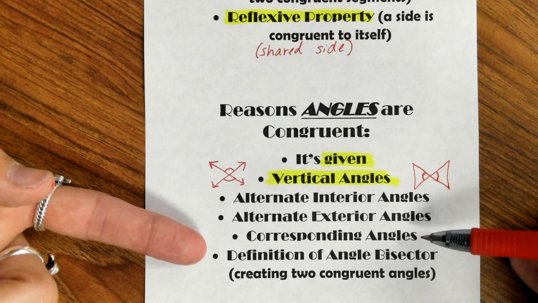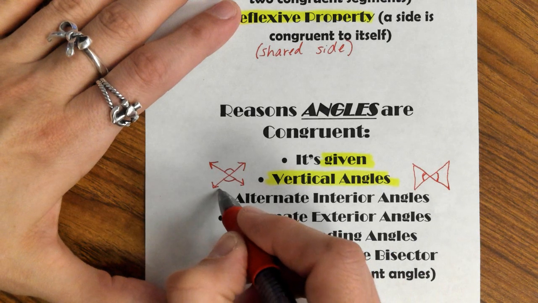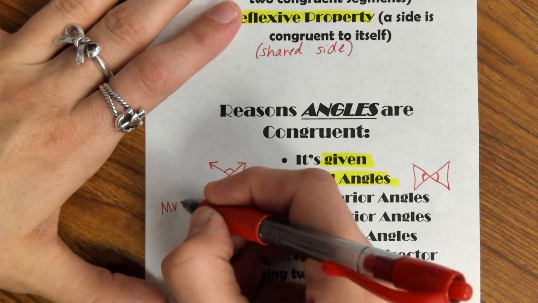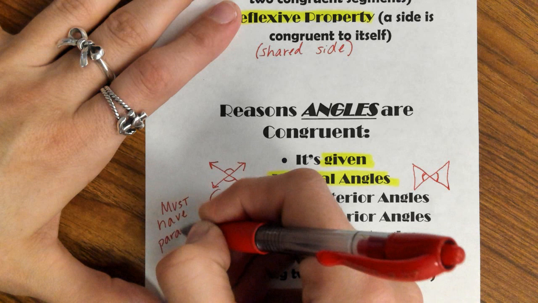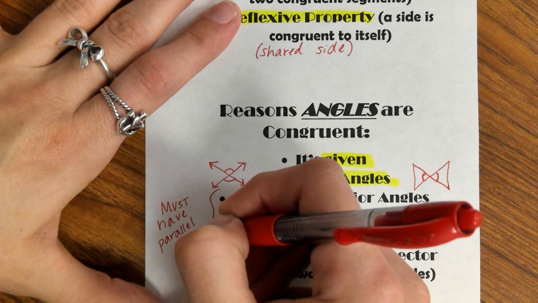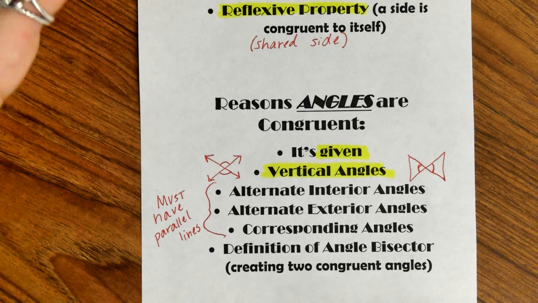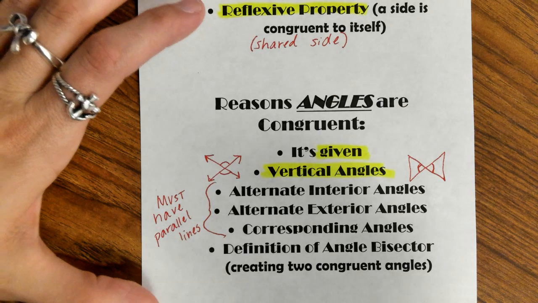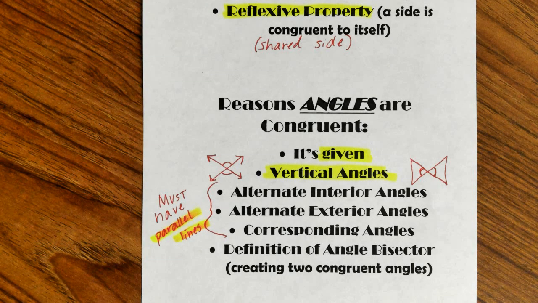These are three that we talked about in our parallel lines and transversals, that they are congruent. The thing that's very important to notice with these three, though, is they must have parallel lines. So somewhere in a given or on your picture, they're going to have to show you that two lines are parallel, and you can block everything else and you can see that transversal. So make sure that you highlight where it says parallel lines.